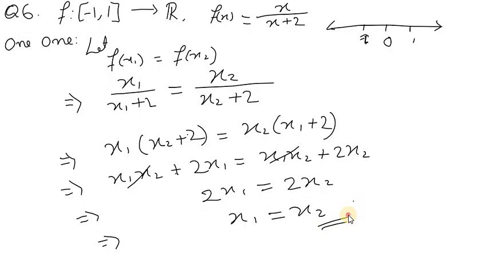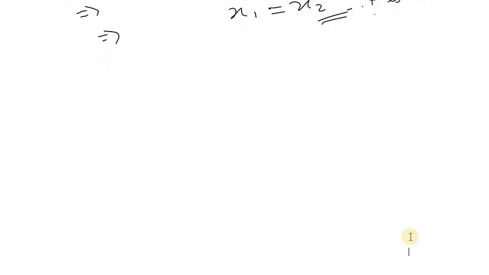So thus, therefore, f is 1-1. Okay, next we have to check whether it is onto or not. If it is onto, then we'll try to find out the inverse of that. So let's try to do it.